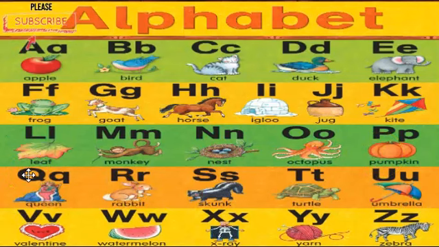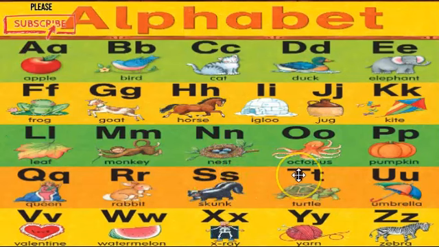Q. Q is for queen. The word queen begins with the letter Q. R. R is for rabbit. S. S is for skunk. The word skunk begins with the letter S.